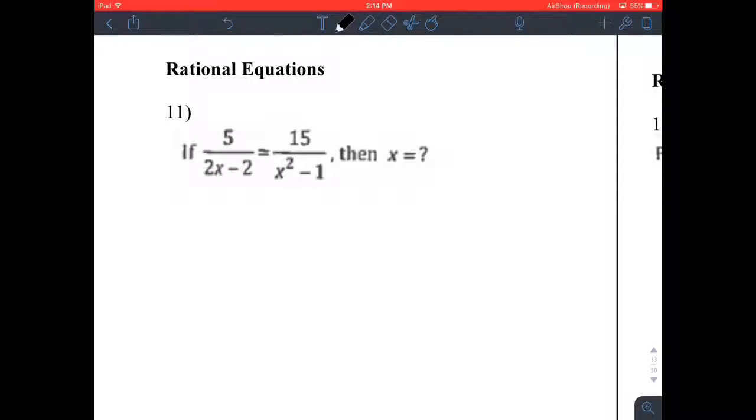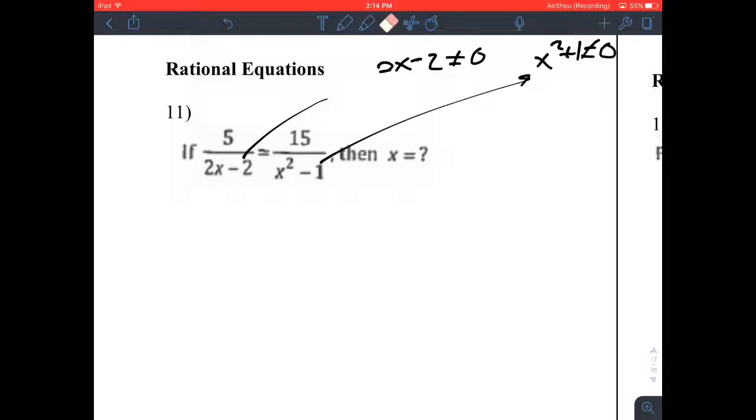A rational equation is an equation that has fractions. So one way to do this problem, well, I should mention, whenever you have a rational equation, there could be excluded values. Excluded values come from the denominator being equal to 0. So this denominator is 2x minus 2. That cannot equal 0. This denominator is x squared plus 1. That also cannot equal 0. If the denominator is equal to 0, it's undefined.